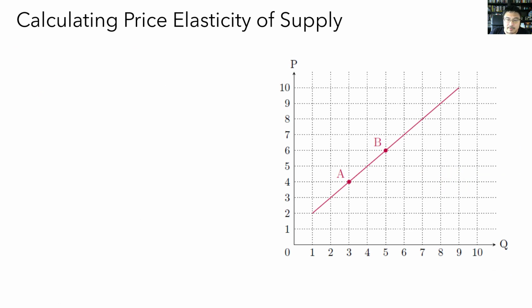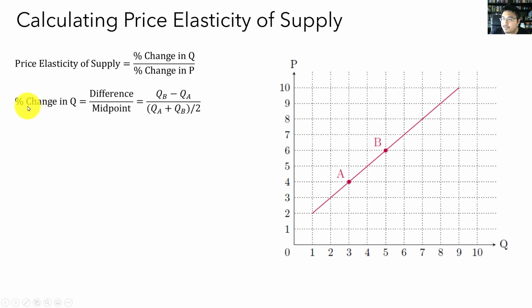Now let's do an example where we calculate price elasticity of supply between 2 points. Just like with demand, we can only measure it between 2 points. It's not a single number which defines a supply curve. For the example, we'll be calculating price elasticity of supply between point A and point B over here. So the price elasticity of supply is equal to the percentage change in quantity supplied divided by the percentage change in P. It's basically the same definition as for the price elasticity of demand. The only difference is we're looking at quantity supplied instead of quantity demanded.